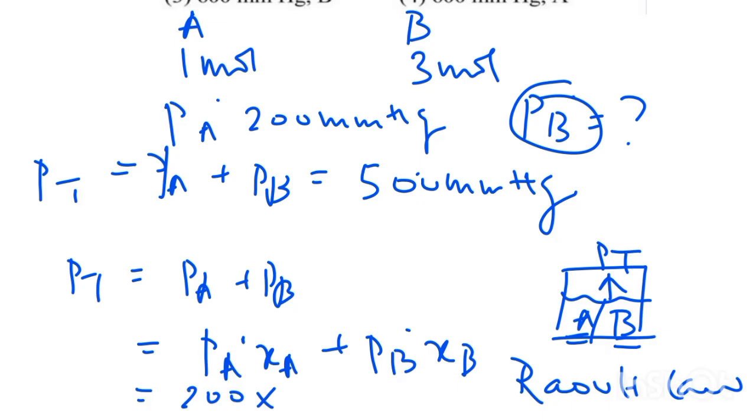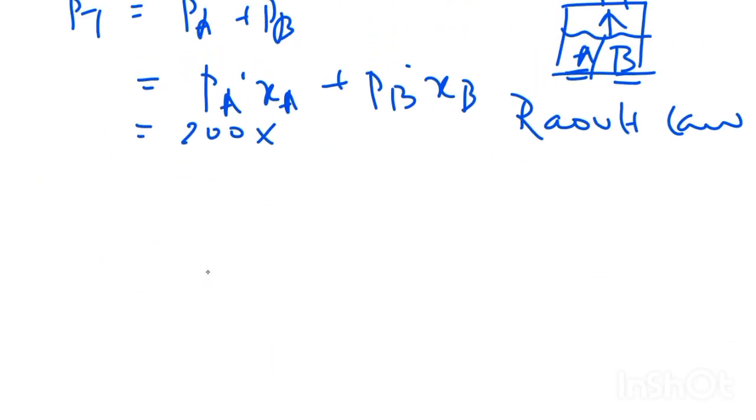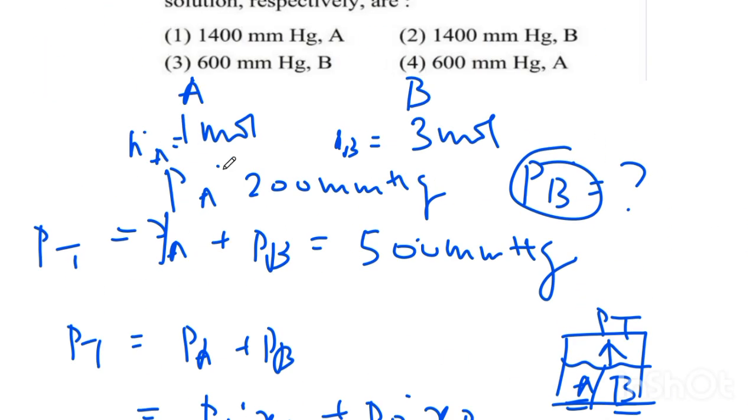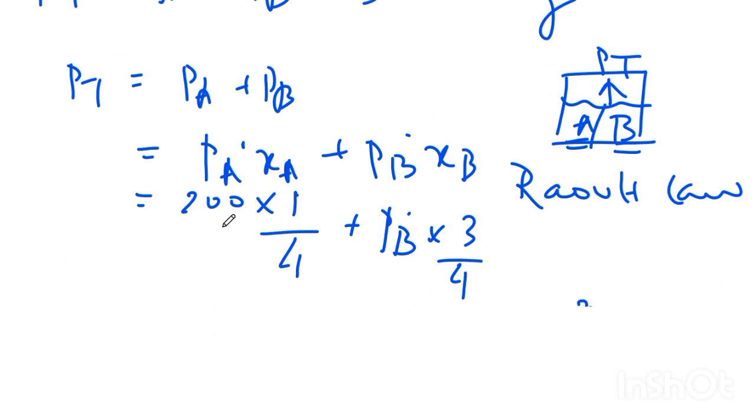XA will be, now let's see, the number of moles is given here: Na is 1 mole, Nb is 3 moles. So what will be XA? XA is number of moles of A over Na plus Nb, so that comes as 1 by 4. So XA is 1 by 4 and PB naught is to be found out. XB will be 3 by 4. Why 3 by 4? Because there are 3 moles of B and the total moles will be 4.